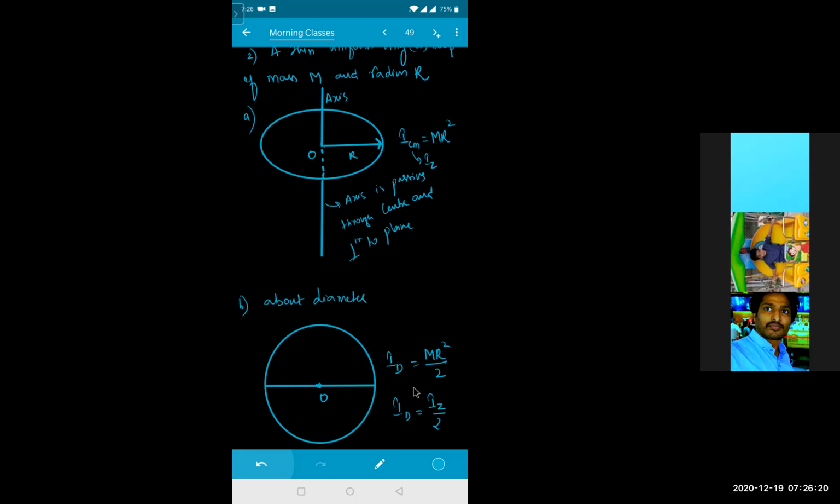So the moment of inertia about the diameter is how much? Iz by 2. What value did Iz come to? MR square. So it is MR square by 2. Okay?